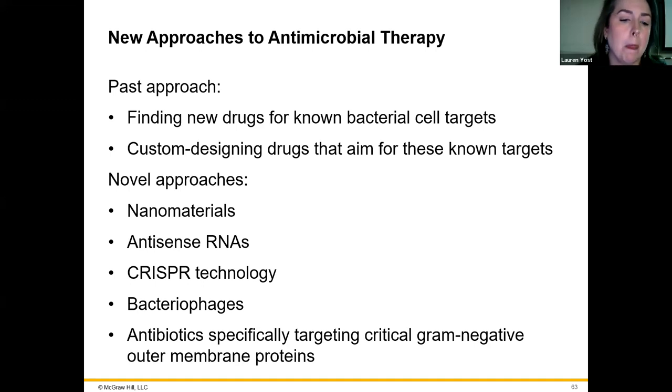Bacteriophages, if you have a T1 bacteriophage, it only infects E. coli. That's true for all phages. They only infect the one species of bacteria that they infect. So you can use that to target somebody's infection specifically. They haven't gotten a whole lot of work behind that, but they could do that, target all the E. coli with that phage that infects E. coli. Useful stuff. And then antibiotics that will target gram-negative outer membrane proteins, something that we have in the past never even tried to attack.